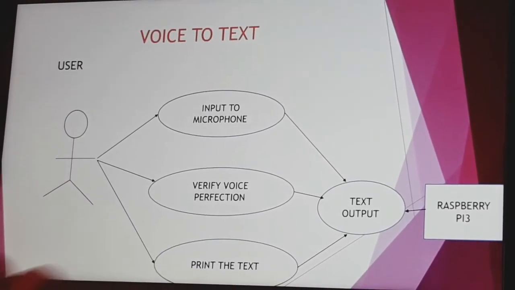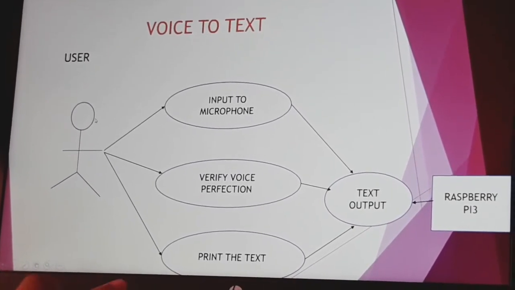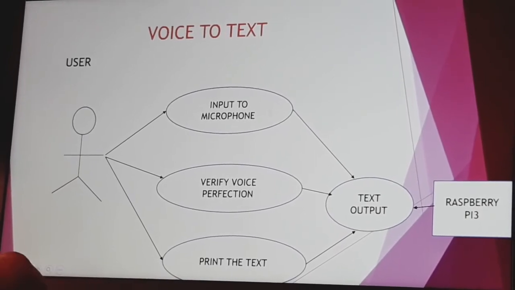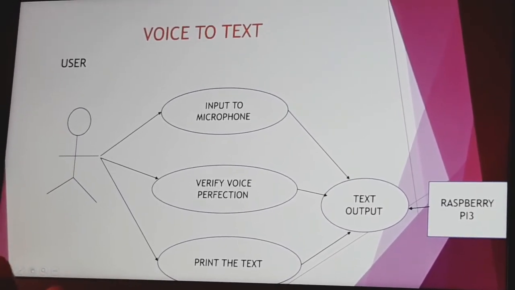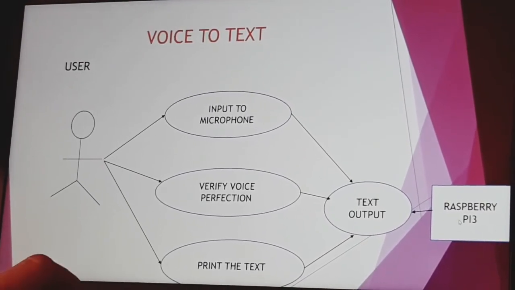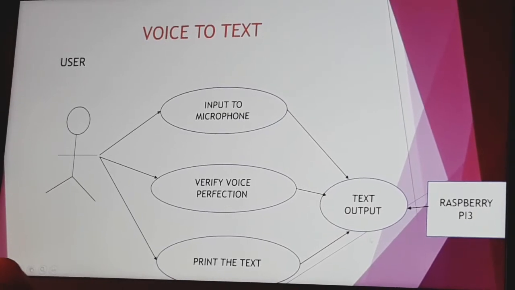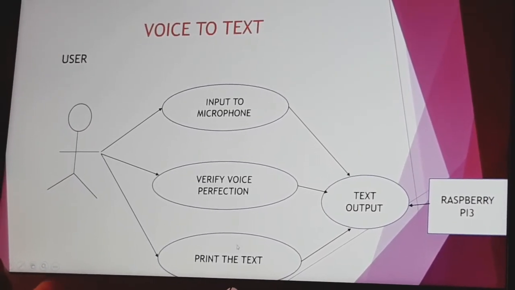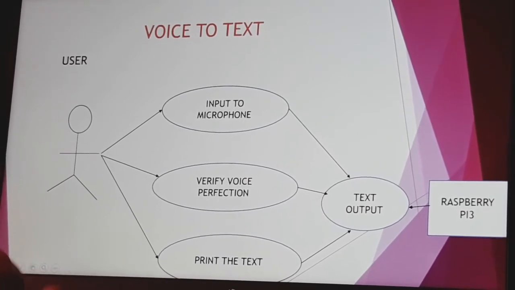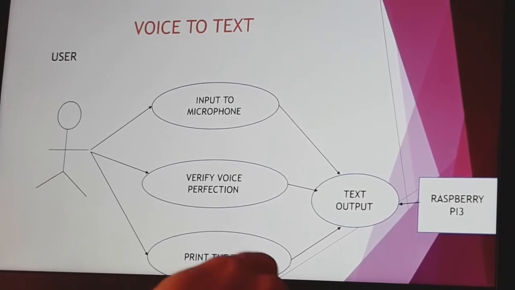Next, voice to text. In voice to text, the user gives the input through a microphone and it verifies the voice perfection to the system, and the system gives text output to the user and the text will print on the system. The system is nothing but the Raspberry Pi.